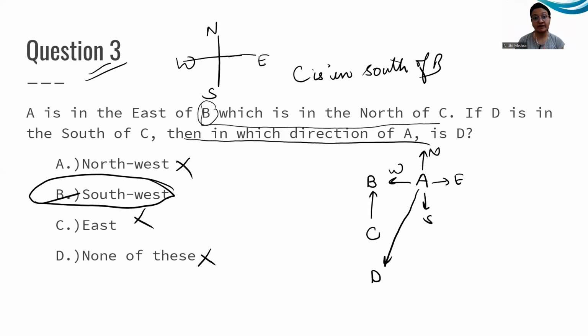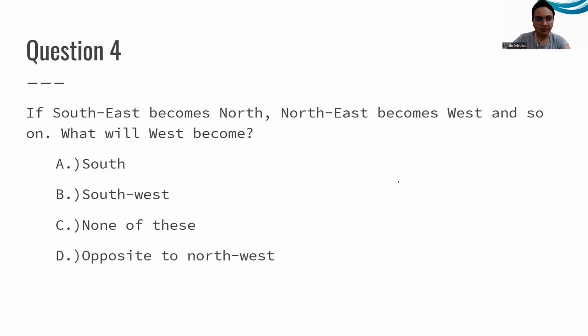These kinds of things are very important. Please be careful. This is an easy question, but students can make mistakes if they are not able to interpret it. A is in the east of B means B is in the west of A. See, opposite to north is south. Opposite to east is west. Correct? Very important, my dear friends.